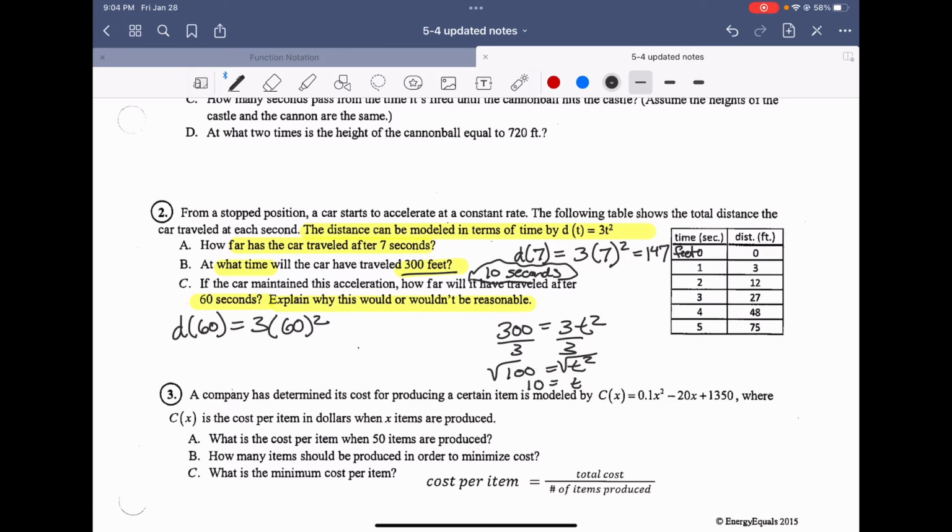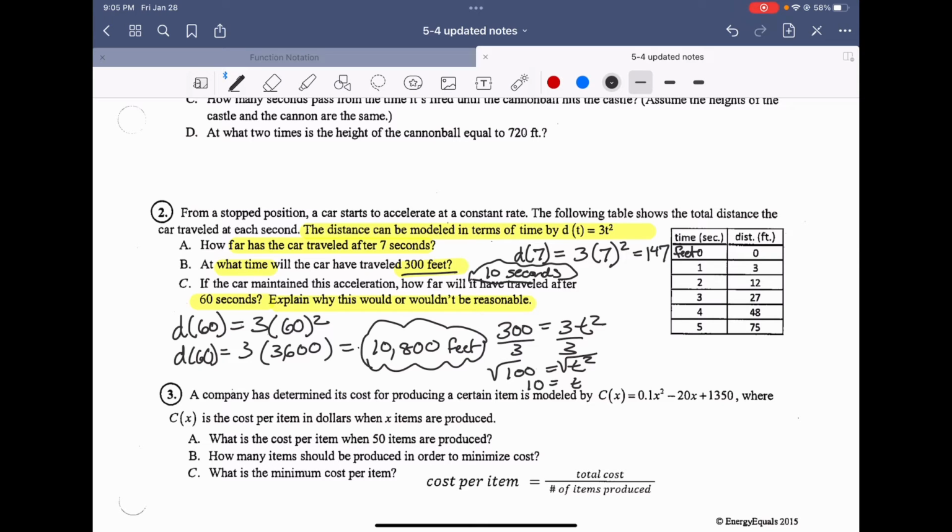Okay, so 60 squared equals, I should know this, 3,600. And then we're going to times that by 3. And that's going to equal 10,800. So our distance at 60 seconds is going to equal 10,800 feet. So that is our answer for part C. All right.